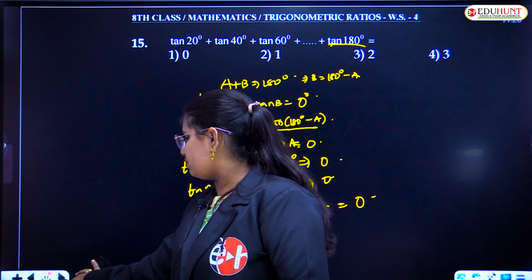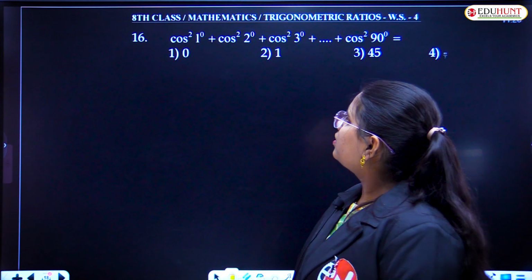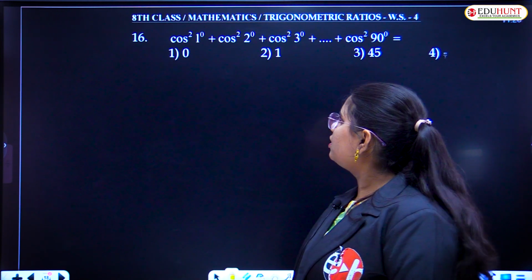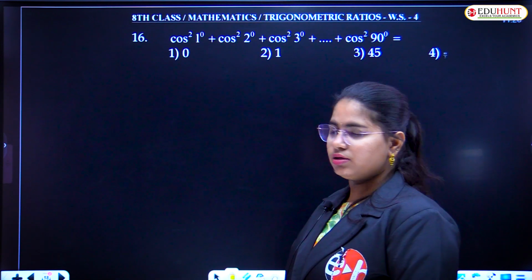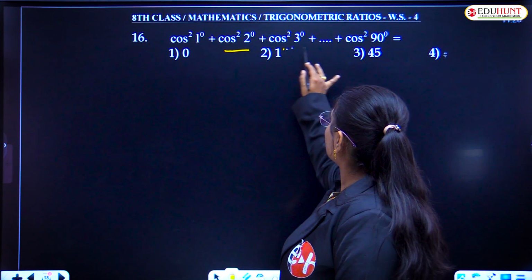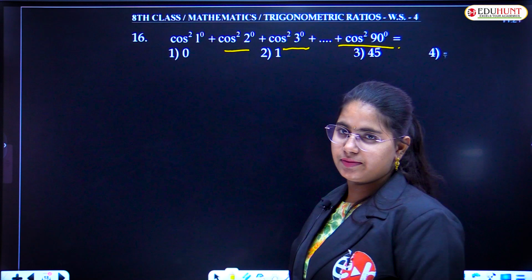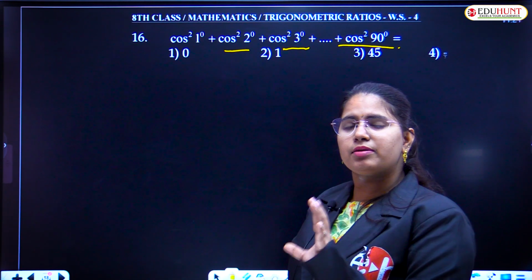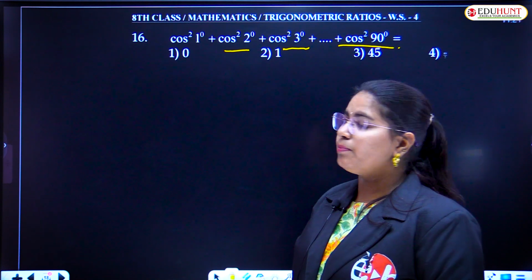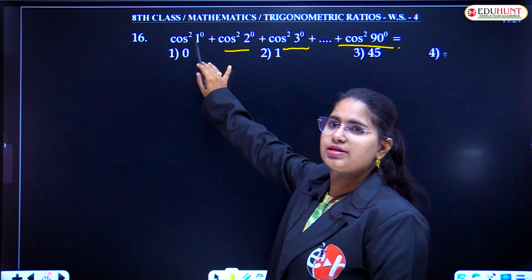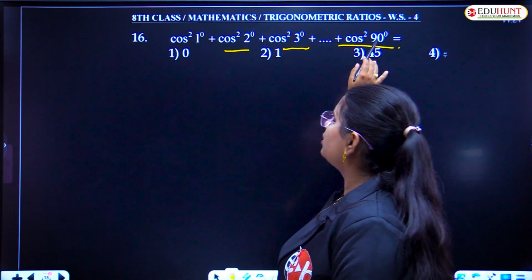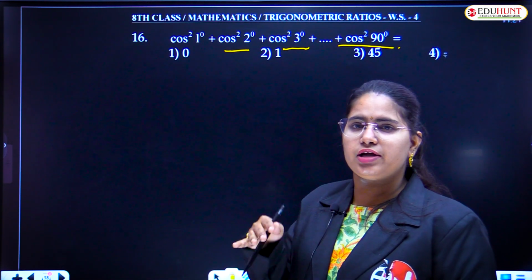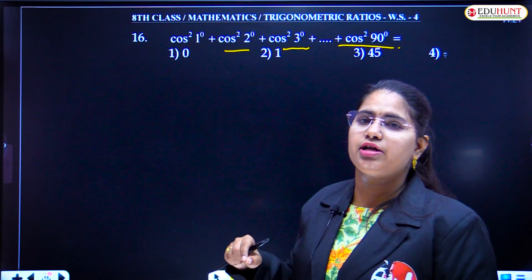Let's begin the next problem. 16th question. Let's begin the 16th question. We have cos square 1 degree, cos square 2 degree, cos square 3 degree, up to cos square 90 degree. We have solved a similar question like this, but there in the first term you can see a 5, and in the last term 90. So that's why you divided 90 by 5 so that you got 18 terms.